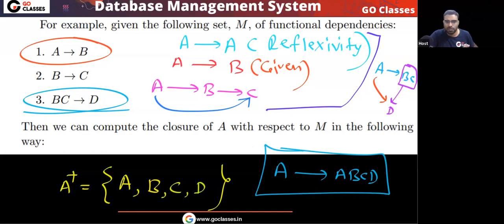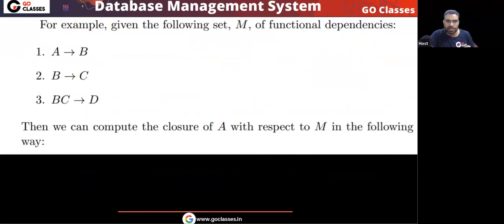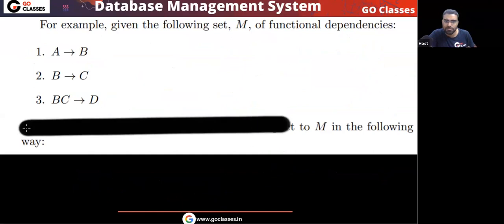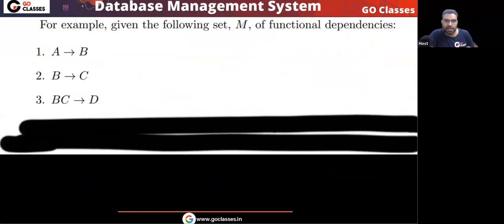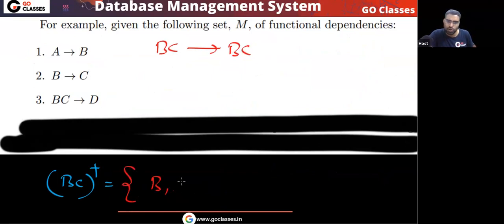Let me know. Now, in the same question, I can ask you some more variations. For example, what is the closure of AB? Or maybe I can ask you what is the closure of BC? Tell me, what will be the closure of BC? BC can bring BC by reflexivity. That you already know. You can start here. That will happen because of reflexivity, because that is a trivial functional dependency.